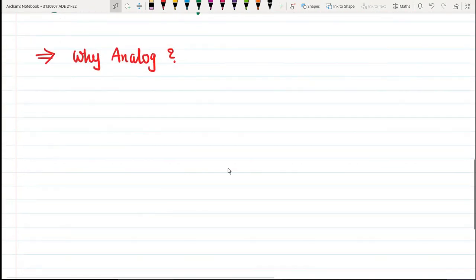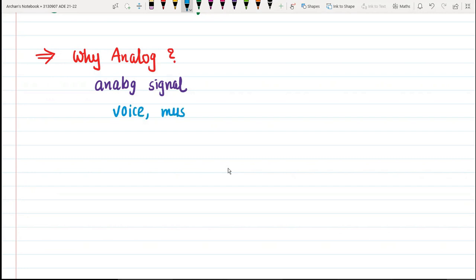So whenever we talk about analog electronics and digital electronics, that means we are dealing with two kinds of signal. One is analog signal and the other one is digital signal, right? So what do you mean by this analog signal? Just take the example of the current situation. I am talking to you, okay? So my voice is nothing but an analog signal, right?